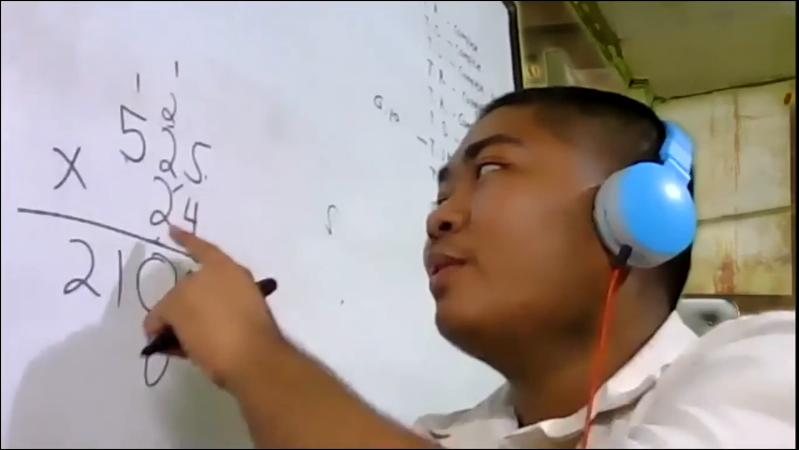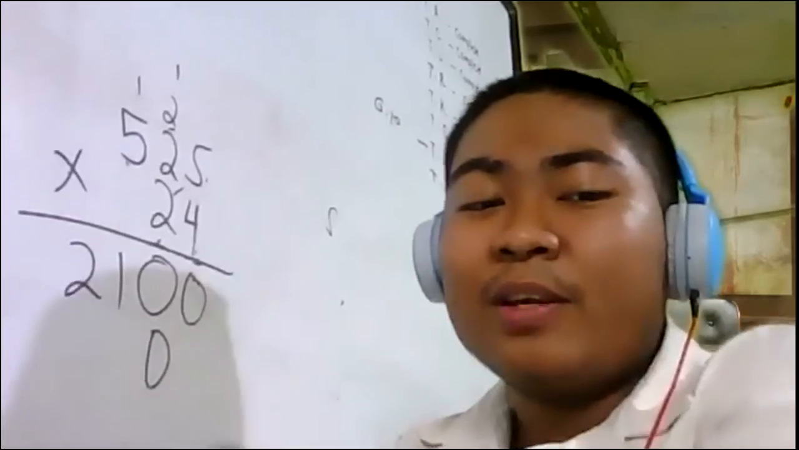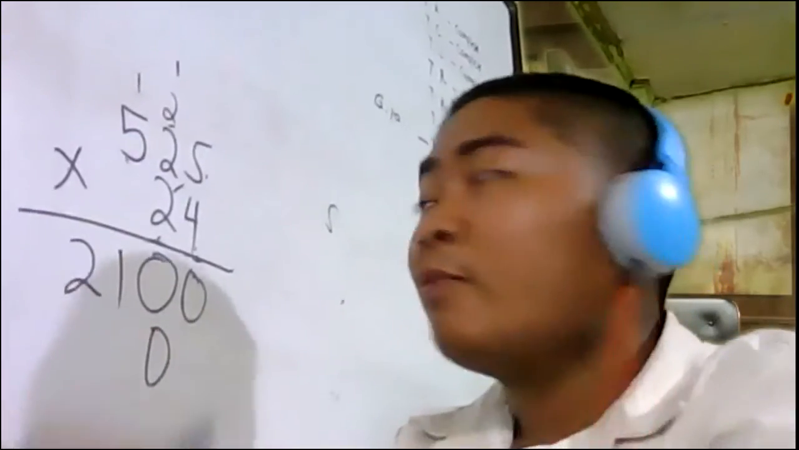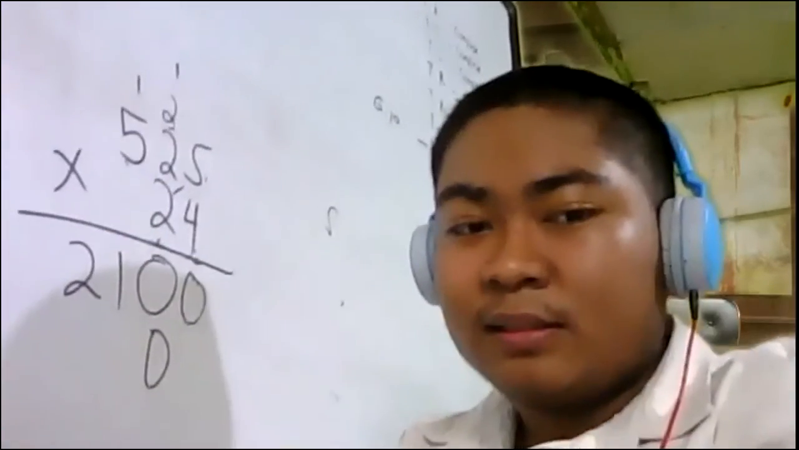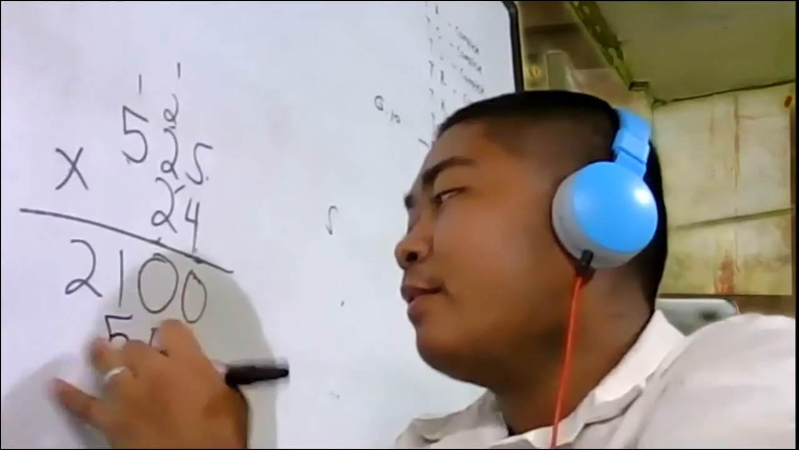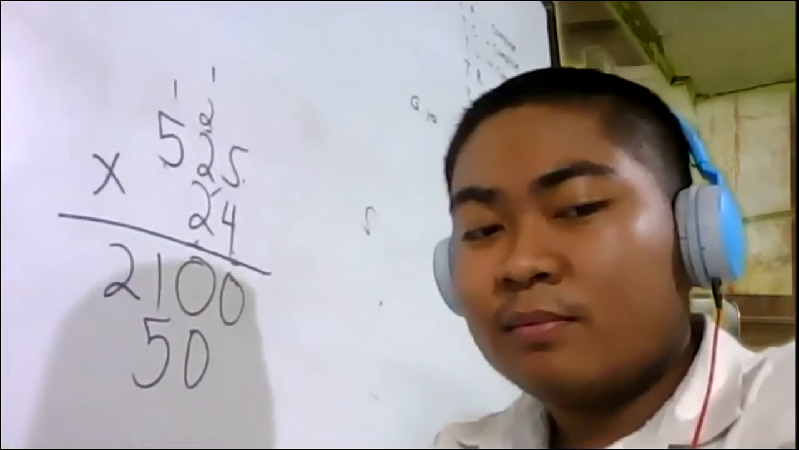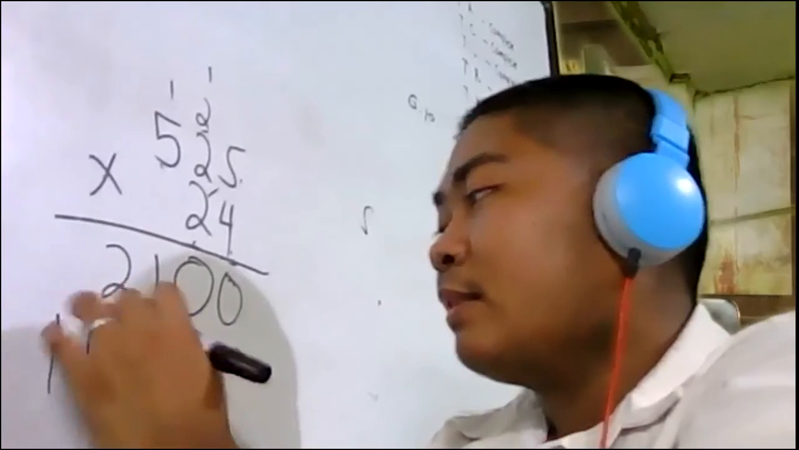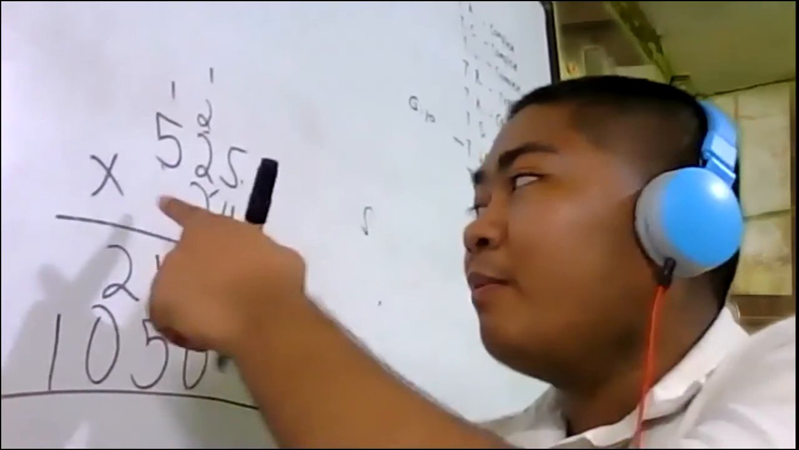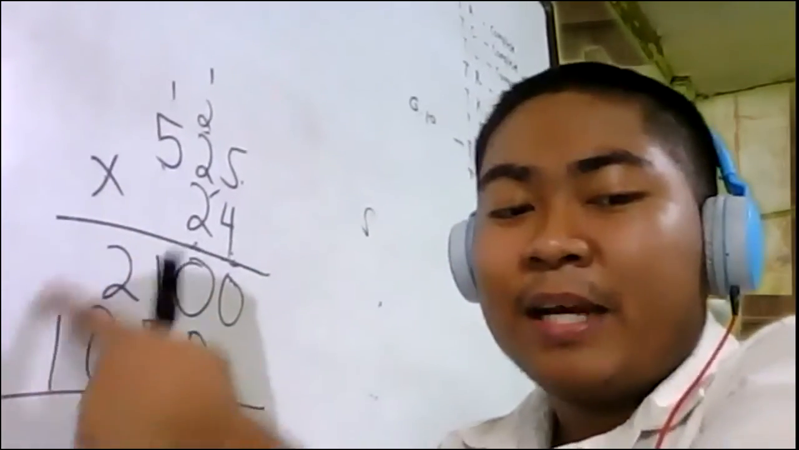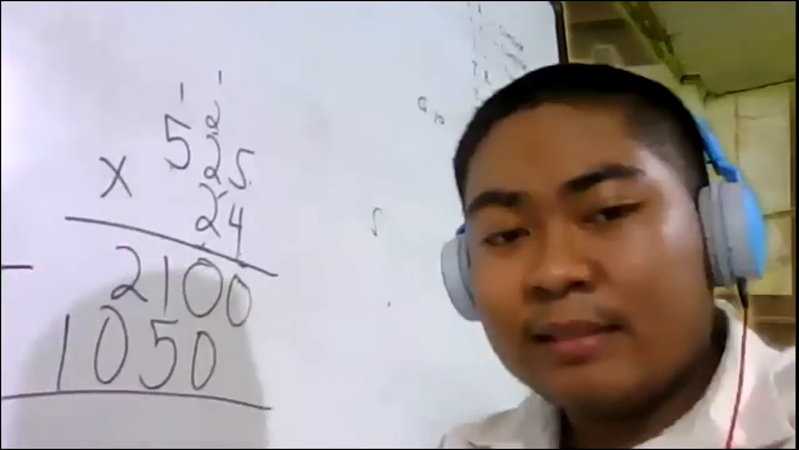carry 1. So 2 times 2 naman tayo. We have 4. 4 plus 1, 5. So 2 times 5, that is 10. Therefore, after getting the partial products, we need to add.